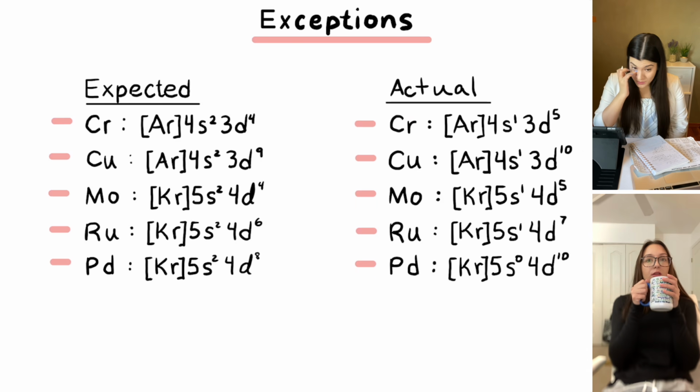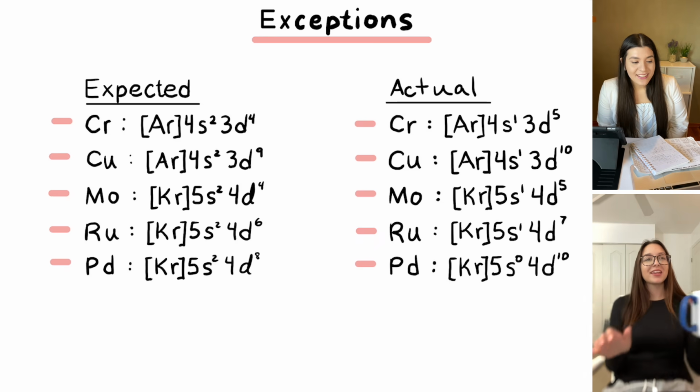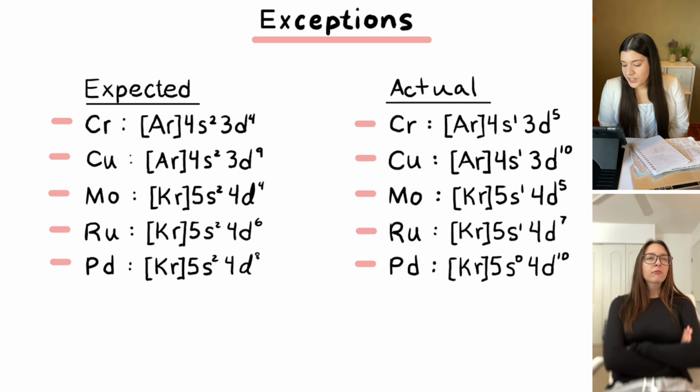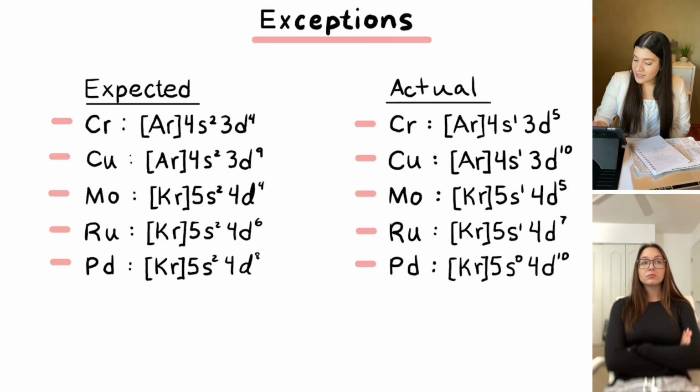Now these are exceptions. There are always exceptions to the rules, of course. These are the ones I'd say to definitely know. The first 2, chromium and copper, are probably the most common trick questions I have seen on electron configuration. You may be asked, hey, write the electron configuration of chromium.